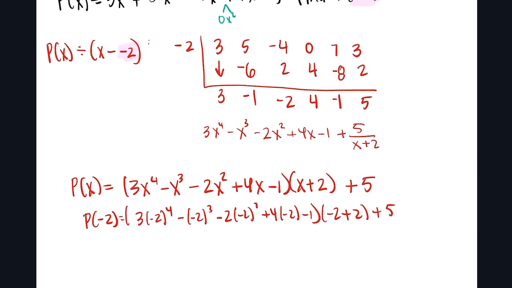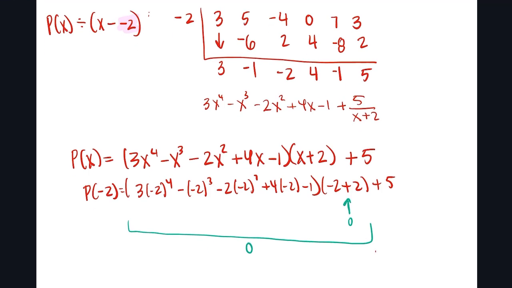But what is this right here equal to? What's negative 2 plus 2? 0. So this is a 0. So what does that mean this whole thing right here is equal to? It'll be 0. So then what am I left with? Left with just the 5. So it'll be 0 plus 5, or P of negative 2 equals 5.